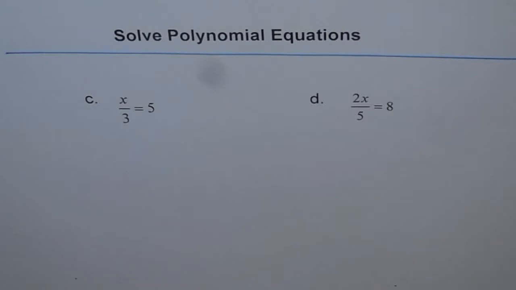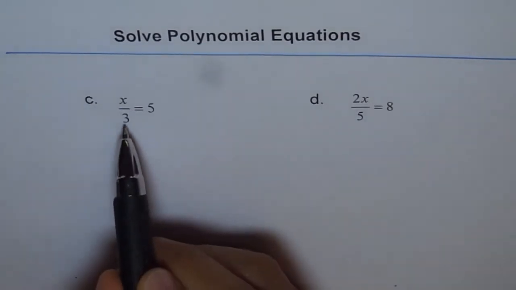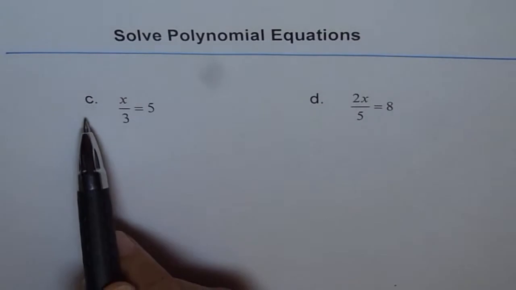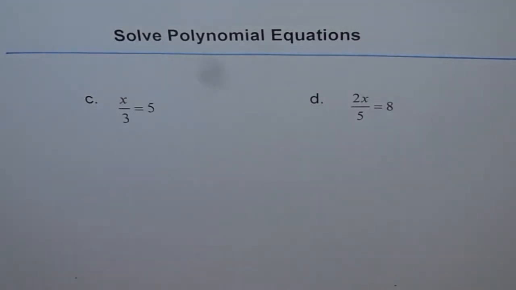Here we have fractions, and I found many times students get confused or afraid of fractions at times. So I took this example, a very simple one, just to show you how to eliminate fractions. Now here you have 3 in the denominator. So the first step is to multiply both sides by 3. If you do so, then you eliminate the denominator 3, right? Let me show you how.